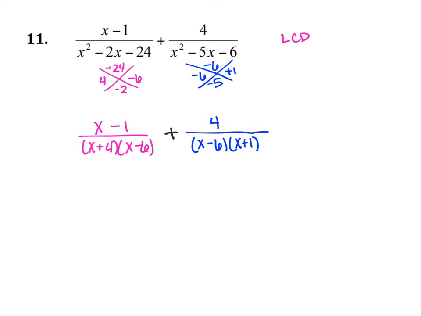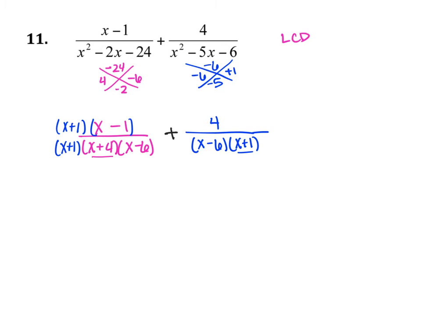The blue fraction has an x plus 1 in the denominator that the pink fraction doesn't. So I need to put an x plus 1 there, if my goal is to make them the same. If I put an x plus 1 in the denominator, though, I also have to put it in the numerator. So whatever I do to the bottom, I have to do to the top. Okay? And then the same thing in the other fraction, right?